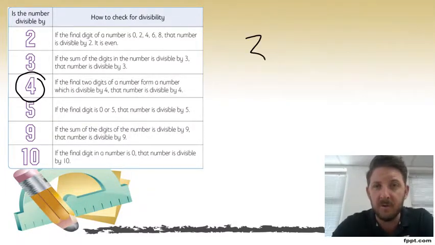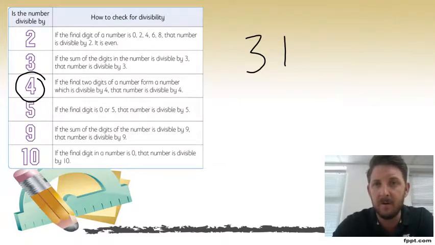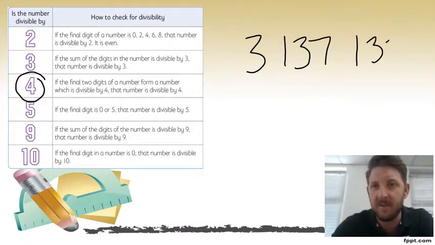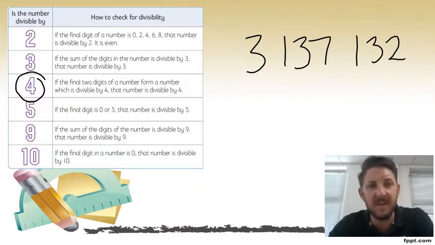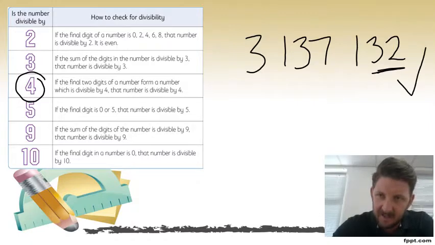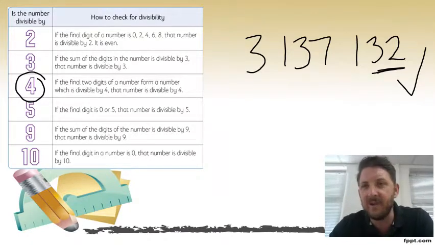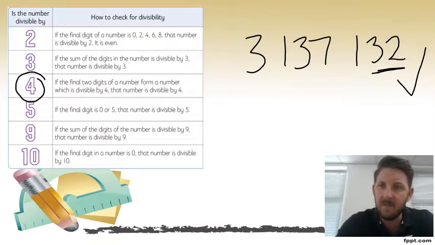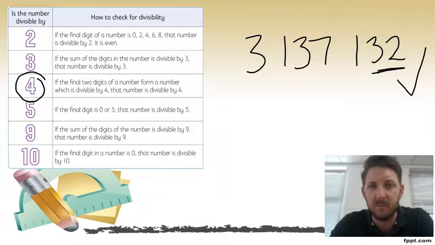So if I go to 3,137,132, first thing I'm going to say is is it even? Well, I know it's an even number. It ends in a 2. Then I'm going to look at the last 2 digits, 32. And I'm going to say, does 4 fit into 32? So I can halve it, which is 16, and halve it again, which is 8. Tick. Yes, 4 can fit into 32. So this number must be divisible by 4.